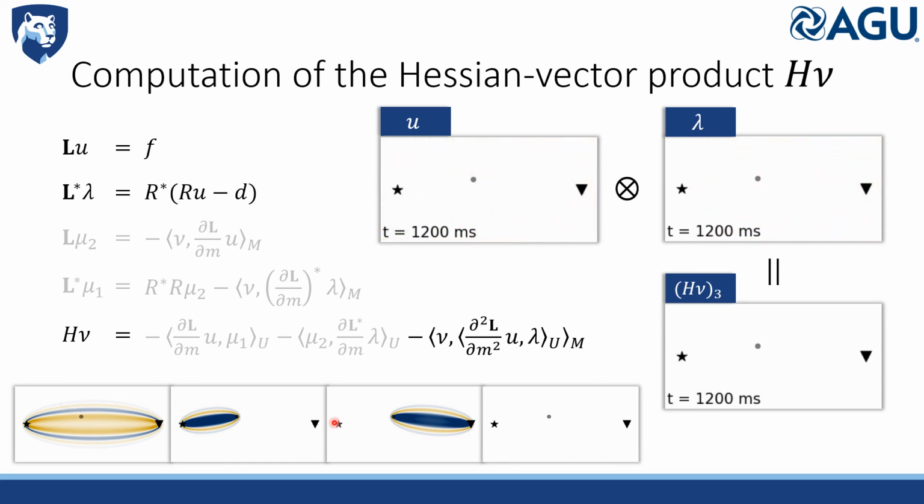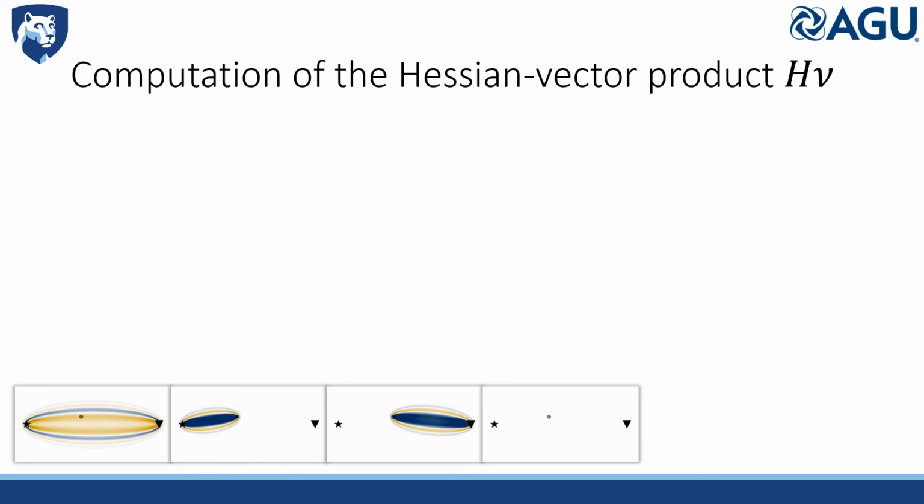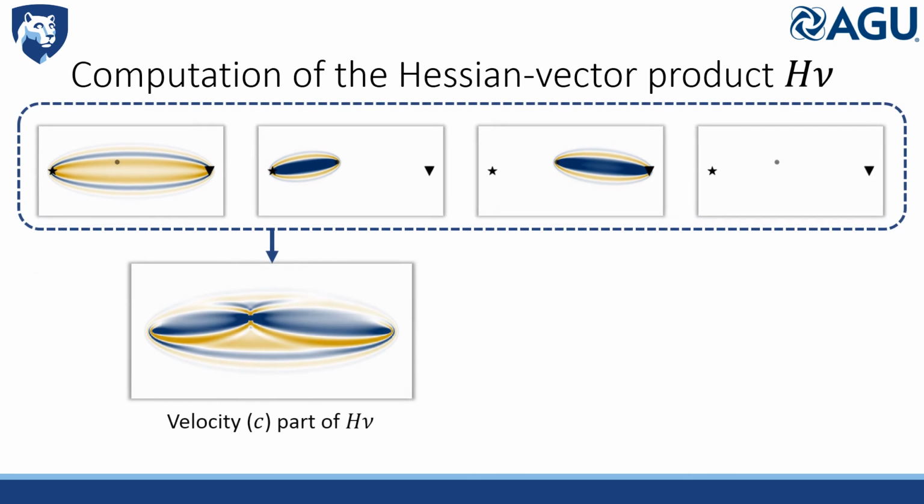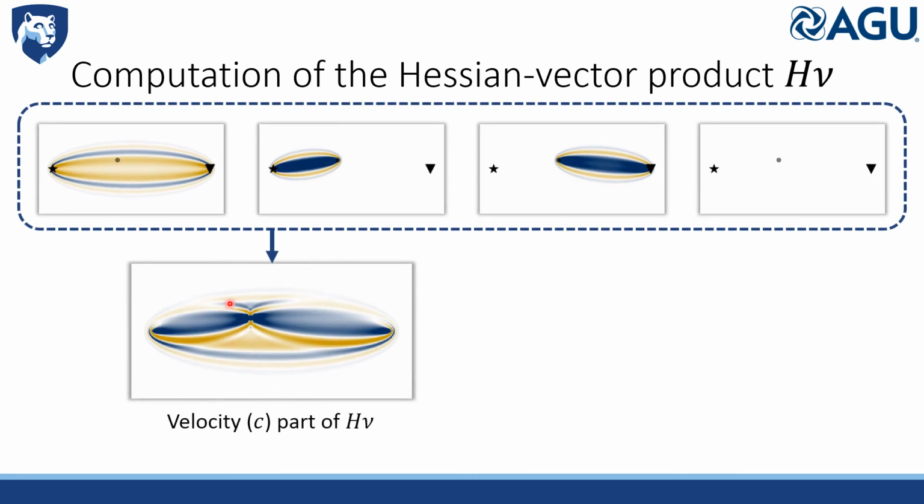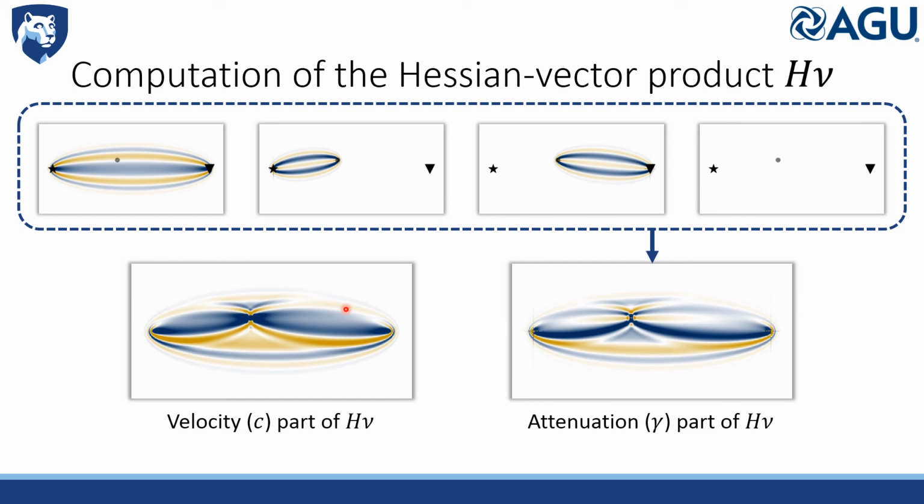And we can put together these three terms, or actually four terms. And here we got the Hessian vector product H nu for this nu. Note that this is the velocity part of the product. If we take the interaction in a different way, we'll get the attenuation part, or say the gamma part of H nu, in a similar fashion.